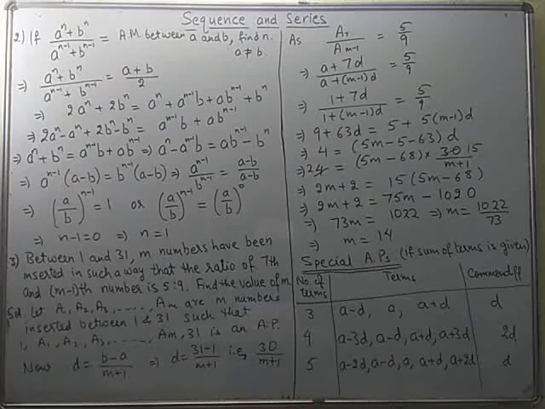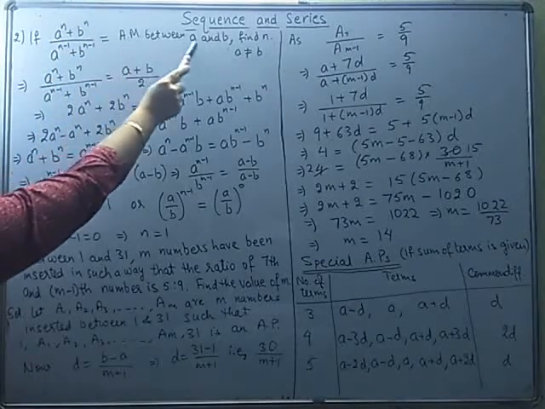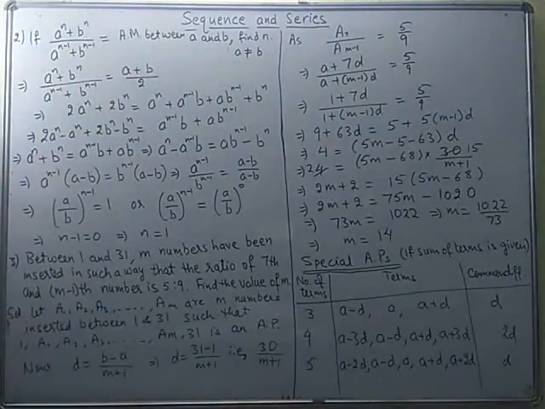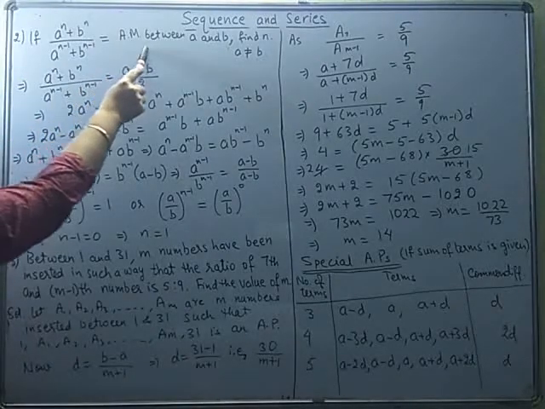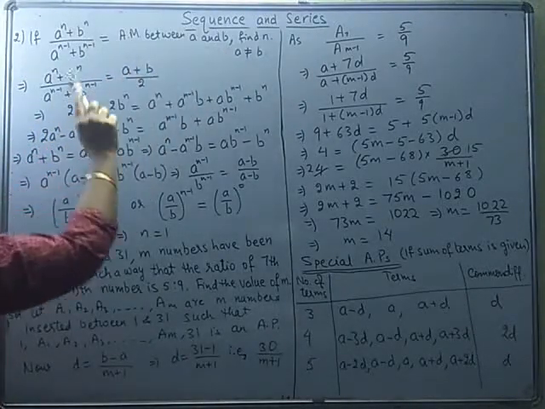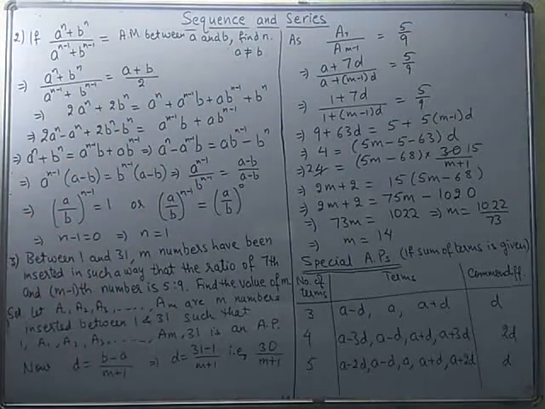Children, continuing with the session, let us discuss a few more questions on arithmetic mean. Now this second one says: if this expression is the arithmetic mean between A and B, meaning exactly one arithmetic mean between A and B, and this expression is equal to that arithmetic mean, you have to find the value of n under this condition. Moreover, A is not equal to B, that is mentioned.